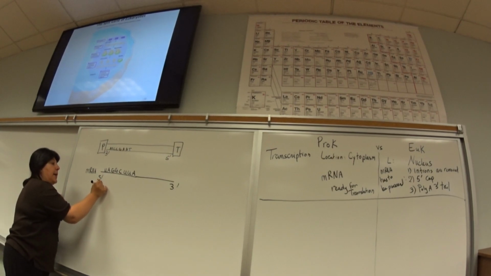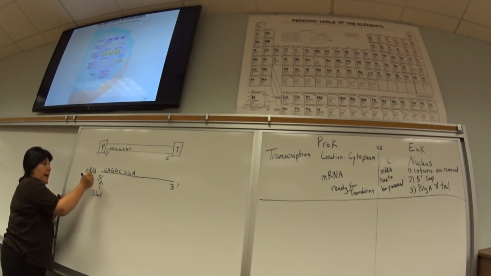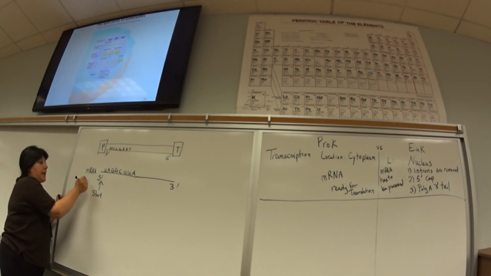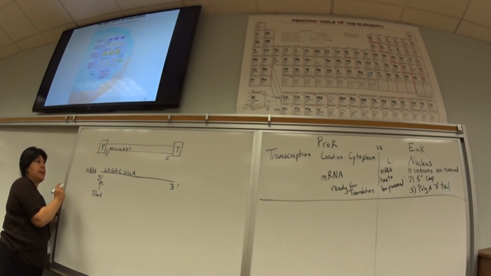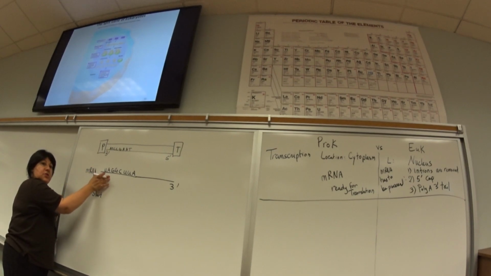So 5' is the start of your mRNA. And for eukaryotes, we have to add a 5' cap. That's where the ribosome starts reading your mRNA.